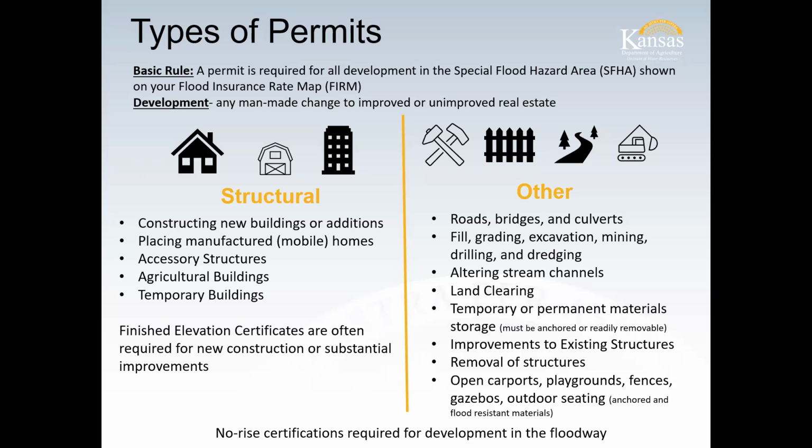So the structural for sure on the left side here, that's the most important because we're constructing new buildings or putting additions on existing buildings. The placement of manufactured homes, the placement of new accessory agricultural or temporary structures are included in what's considered structural. So that's walled and roofed with at least 2 rigid walls and a roof attached, which is the basic definition of a structure. And so anytime you have a new structure, a finished elevation certificate is required for that.